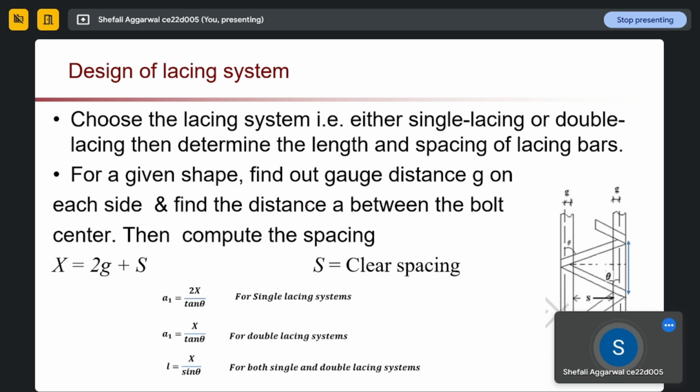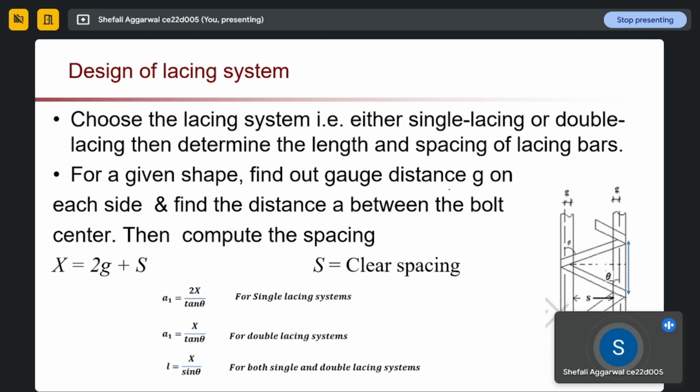For the lacing system, first we will choose what kind of lacing system we are providing, either single lacing or double lacing, and based on that we will determine the length and spacing of the lacing bar. So this is the spacing of the lacing bar. We will calculate it based on the type of lacing we are providing.